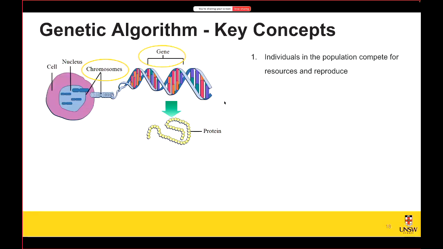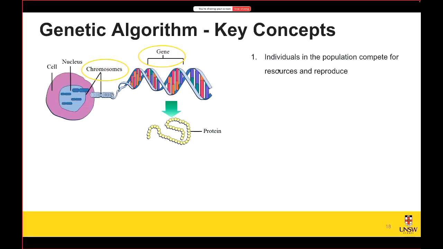Individuals in the population, so each chromosome is considered as an individual inside the population, and each gene is considered to be some characteristics or properties of the individual.